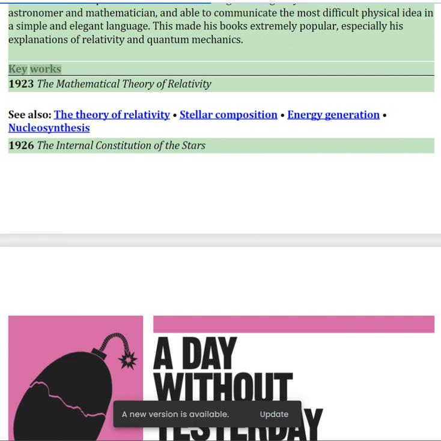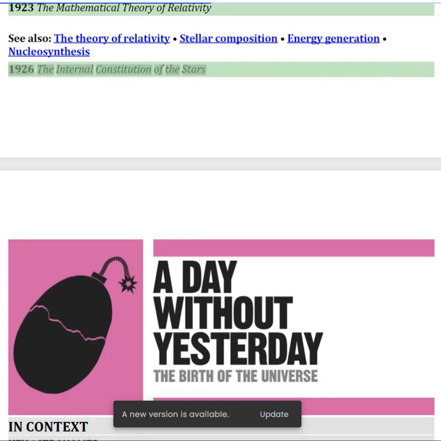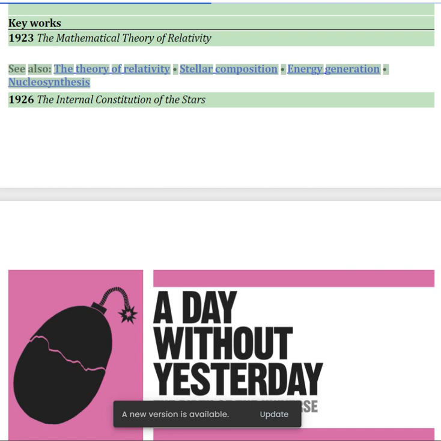Key works. 1923 The Mathematical Theory of Relativity. 1926 The Internal Constitution of the Stars. See also, The Theory of Relativity, Stellar Composition, Energy Generation, Nucleosynthesis.